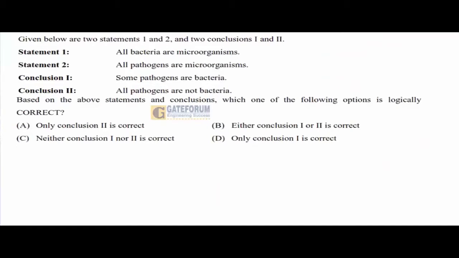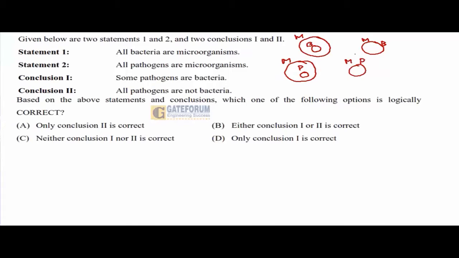All bacteria are microorganisms. See, these are two statements and two conclusions. So the first statement, all bacteria are microorganisms, can be expressed like this. If this is bacteria, this is microorganism. And another Venn diagram by which it can be explained is that bacteria and microorganism are the same Venn diagram. The second, all pathogens are microorganisms. So basically it can be expressed as this is microorganisms and these are pathogens, whereas it could also have been expressed as microorganisms and pathogens.